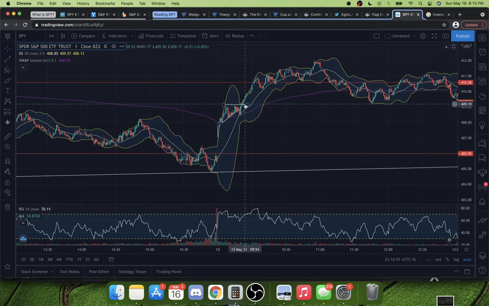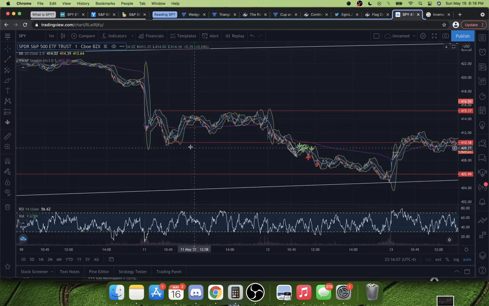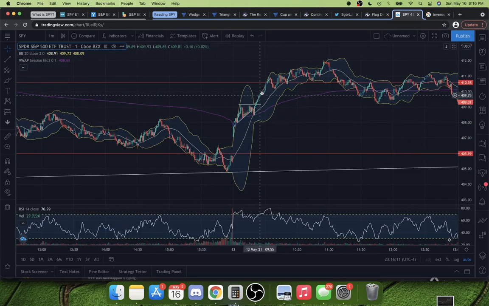And then you recognize the previous support level being right here, and that's kind of where your initial target is for this call position, and you could just sell right there, right on the spike. That's what I would do personally, just because I try to avoid consolidation at all times.